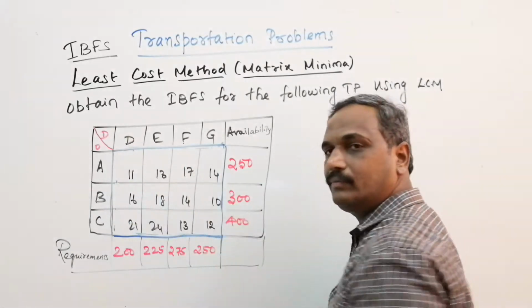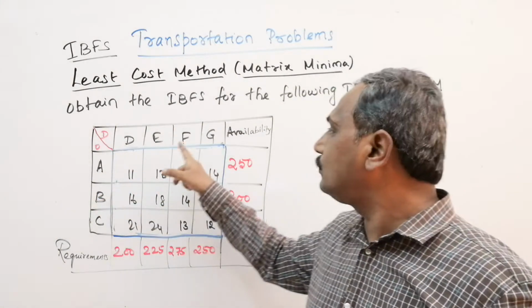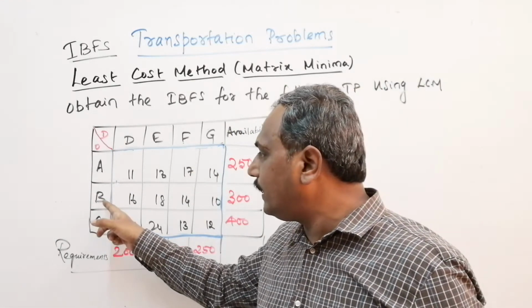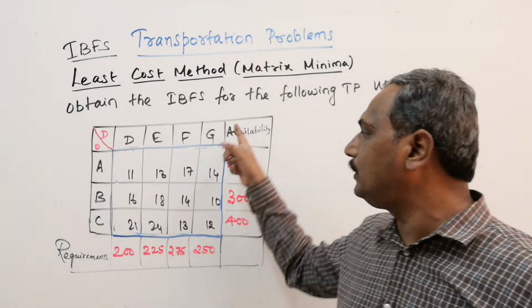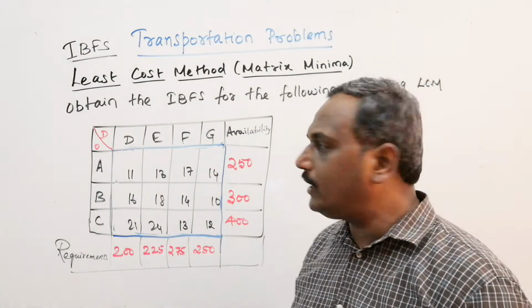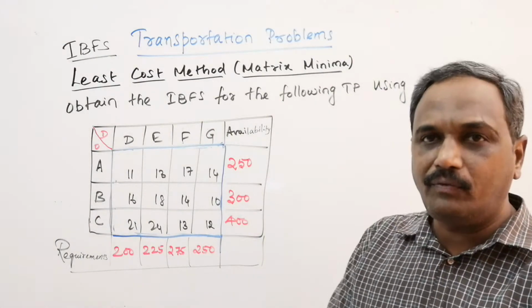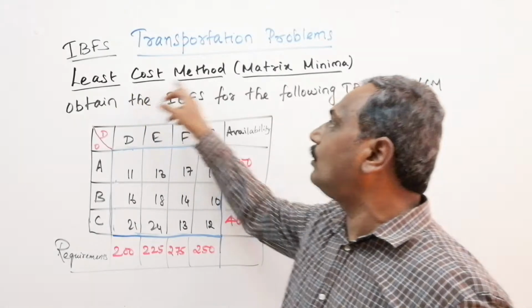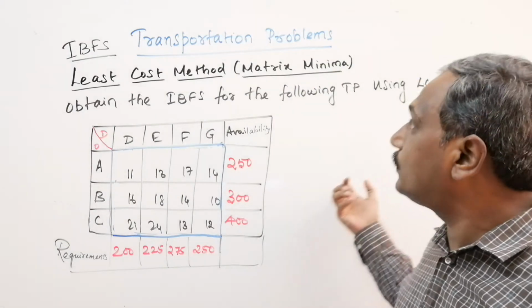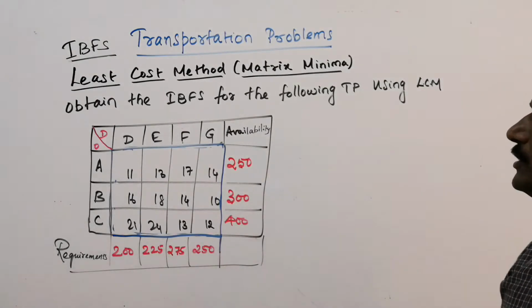A to D is 11, A to E is 13, A to F is 17, A to G is 13. Similarly, they have defined B to D, B to E, B to F, B to G, then C to D, C to E, C to F, C to G. So they have defined the corresponding transportation costs in the cost matrix. Now we are going to use the least cost method and then find the transportation cost, the overall cost of the initial basic feasible solution.